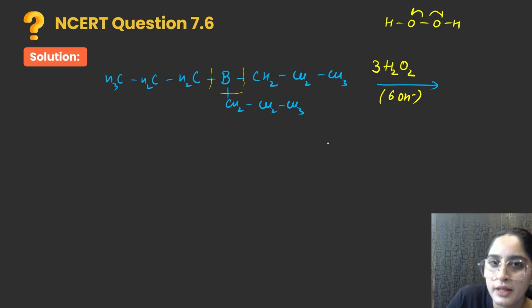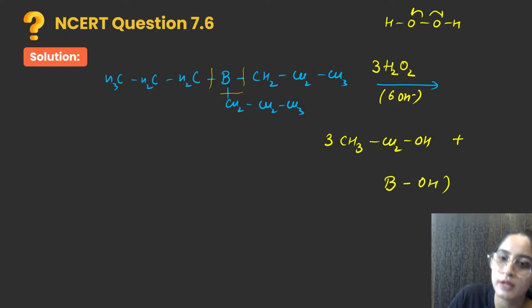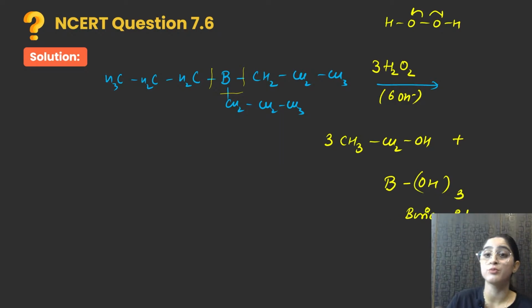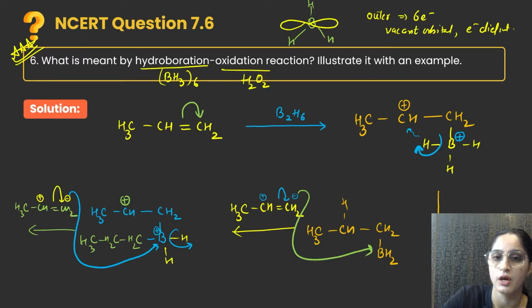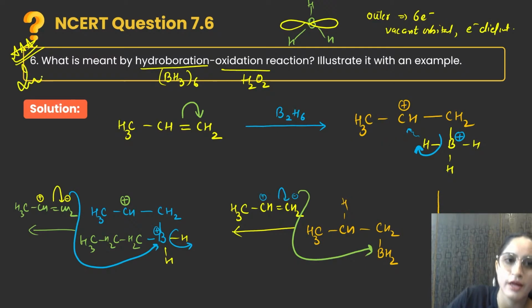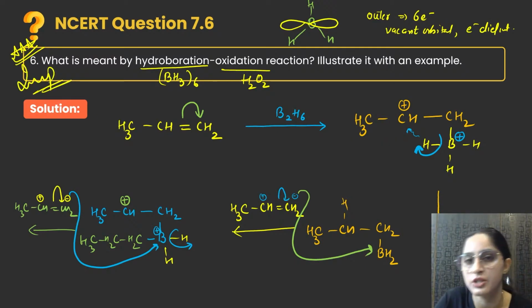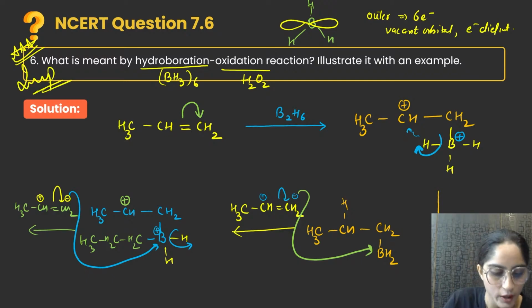So what will happen? There will be 3 CH3CH2OH plus, you will see this boron will be attached to the 3 remaining OH groups. So this is basically your boric acid, right? So this is your hydroboration oxidation reaction, a very, very, very important reaction. Okay, this is a very important reaction. So many questions you will see on this basis, right? Okay, bacha, chalo.